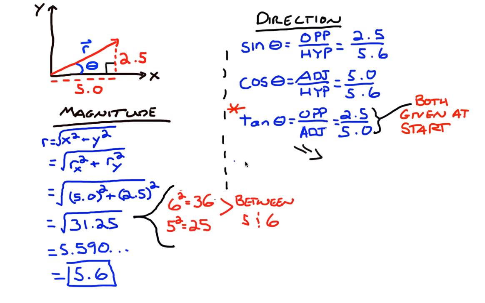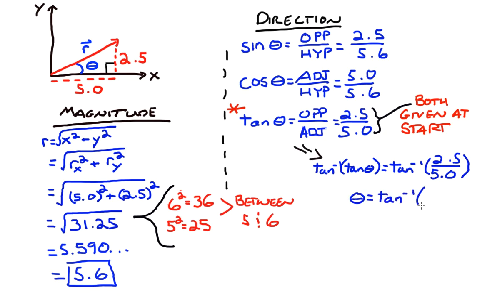Tangent theta is 2.5 over 5, so I need to take the inverse operation of tangent on both sides of this equation. I want to take the inverse tangent of the left side, and on the other side of my equation I want to take the inverse tangent of 2.5 over 5. Inverse tangents cancel, and now I have inverse tangent of 1/2, or 0.5. Using a calculator, I see that the inverse tangent of 0.5 is 0.46 radians.